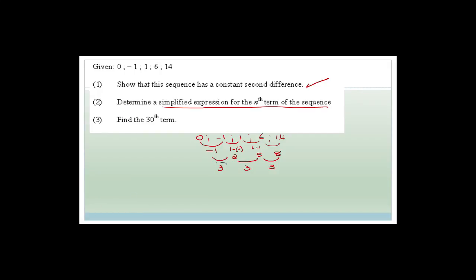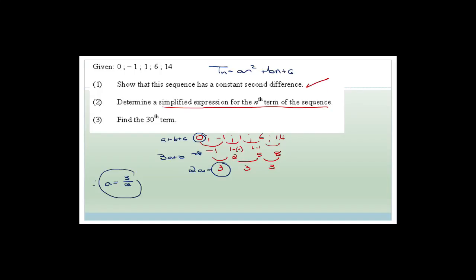So first of all, do you agree that the second difference is considered to be 2a? This is considered to be 3a plus b, and the first term is a plus b plus c. And that way we work out the coefficients for an squared plus bn plus c, where we're looking for the simplified expression of the nth term. Okay, so 2a equals 3, therefore a is equal to 3 over 2, right?